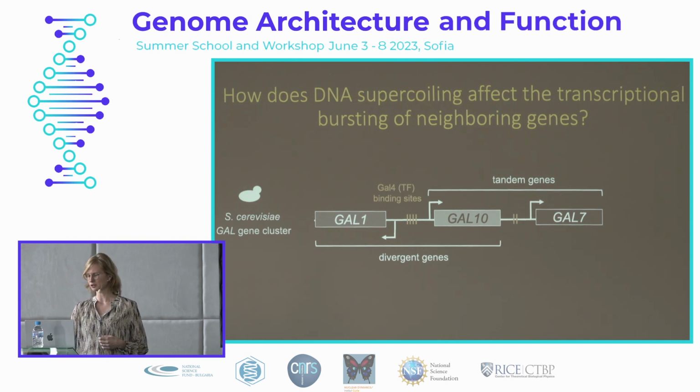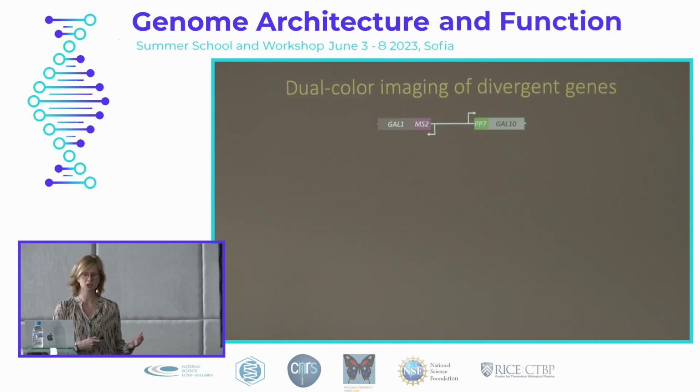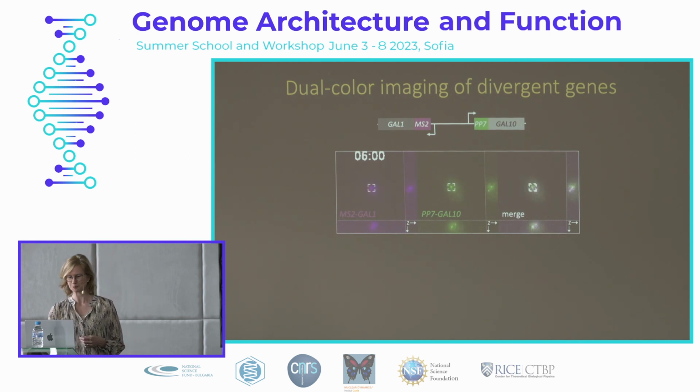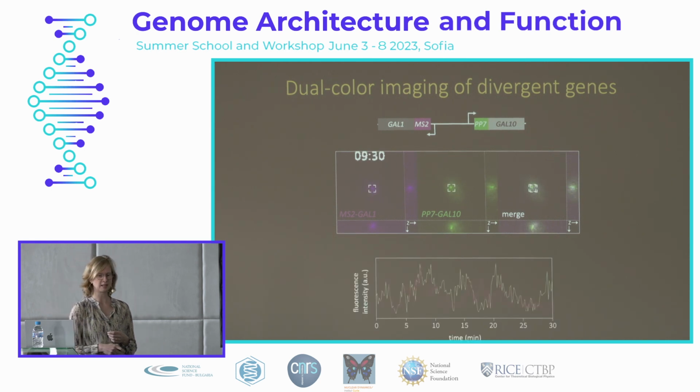And we tagged transcription of first the divergent genes, GAL1 and GAL10, using the MS2 and PP7 system, so we could visualize transcription of both of these two genes in the same single cell. And here I'm showing you an example trace where we can see, well, maybe not if you're on the front row, but hopefully in the back, that sometimes both of these genes are turned off, sometimes both of these genes are on, and sometimes only one of them is on and the other is off.